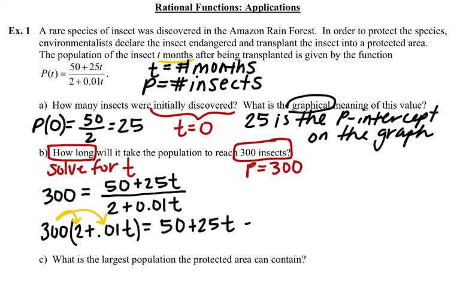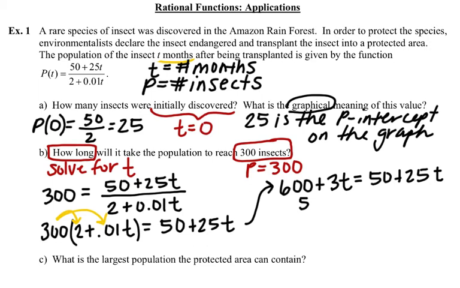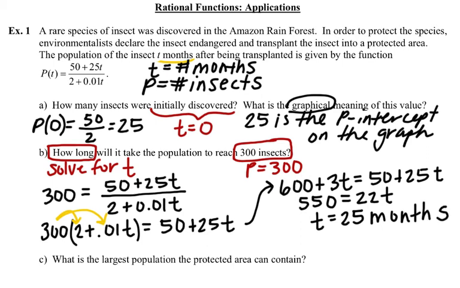So distributing your 300, we'll end up with 600 plus 3t equals 50 plus 25t. And then continue solving this equation. So subtracting your 50 gives us 550, and subtracting 3t gives us 22t. And then finally divide by 22. So we should get that t is equal to 25, and then attach the units. That would be 25 months, because t was measured in months. It'll take 25 months for the population to reach 300 insects.